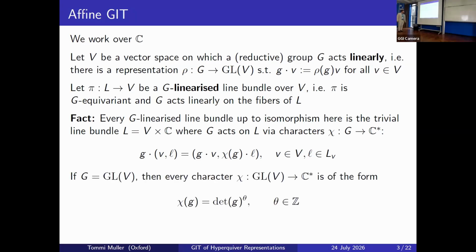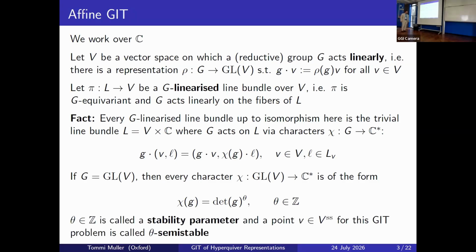And if G equals GL_n, then we know that every character is of the form determinant to some power, which is given by the integer theta. We call theta a stability parameter. A point that's semi-stable with respect to this action we call theta semi-stable.